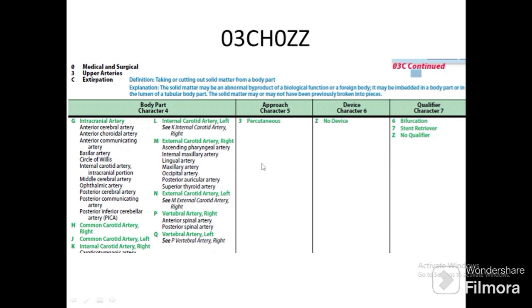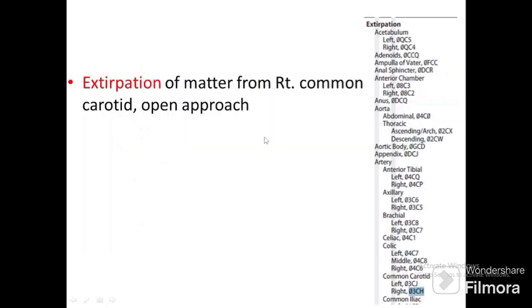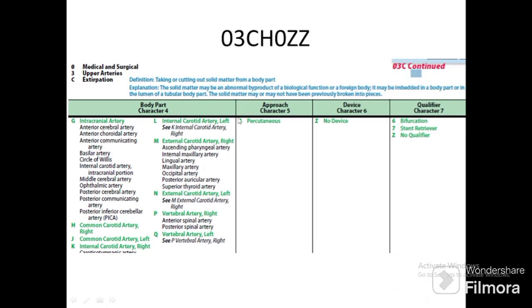Actually, the approach here is open approach. Sorry, I got the wrong part of the table. Actually it might be present below or above this 3 value. So the approach will be open approach and no device and no qualifier. See, the approach is open approach, but here in the table it is shown percutaneous. It's my mistake, sorry.